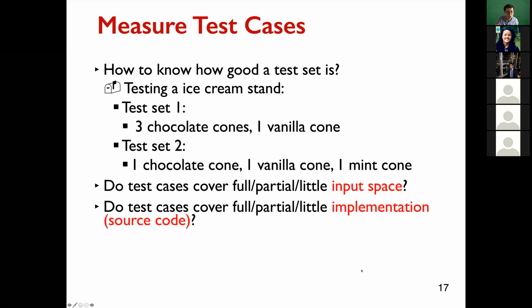Or do test cases cover full, partial, or little implementation or the source code? Two criteria. The first one is, do test cases cover the input space? The second is, do test cases cover the implementation or the source code? The input space is, we can input a chocolate cone or a vanilla cone or a mint cone, right? Coverage of the source code is how much code we covered using our test cases.